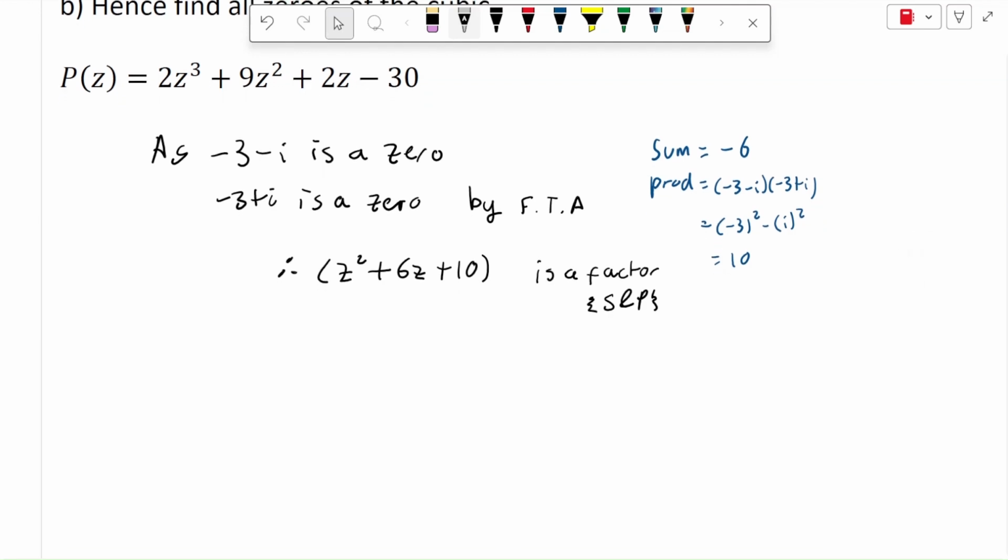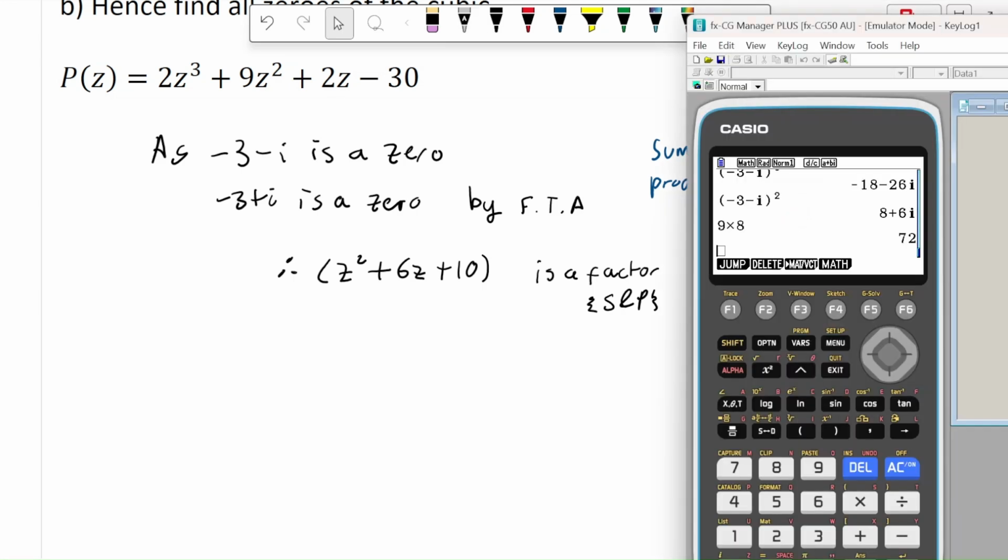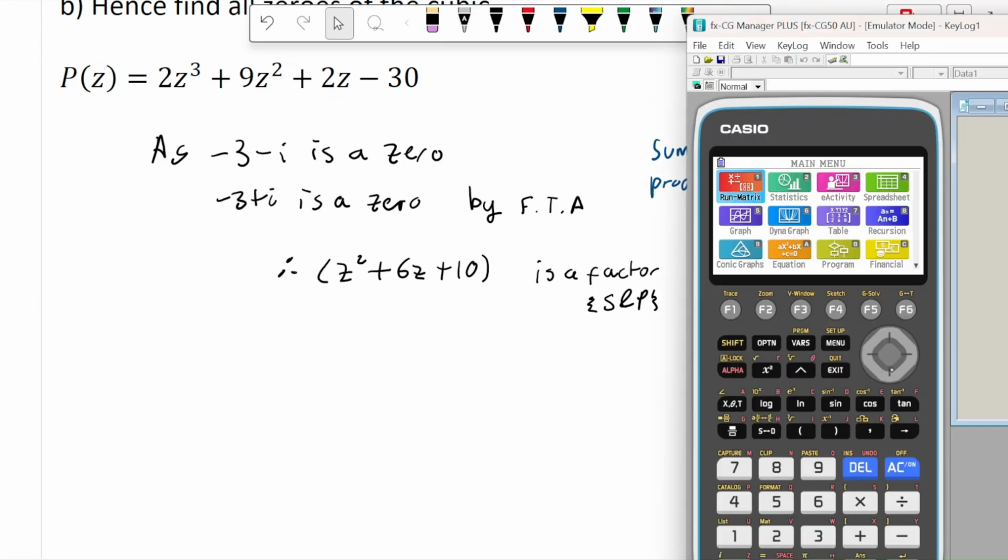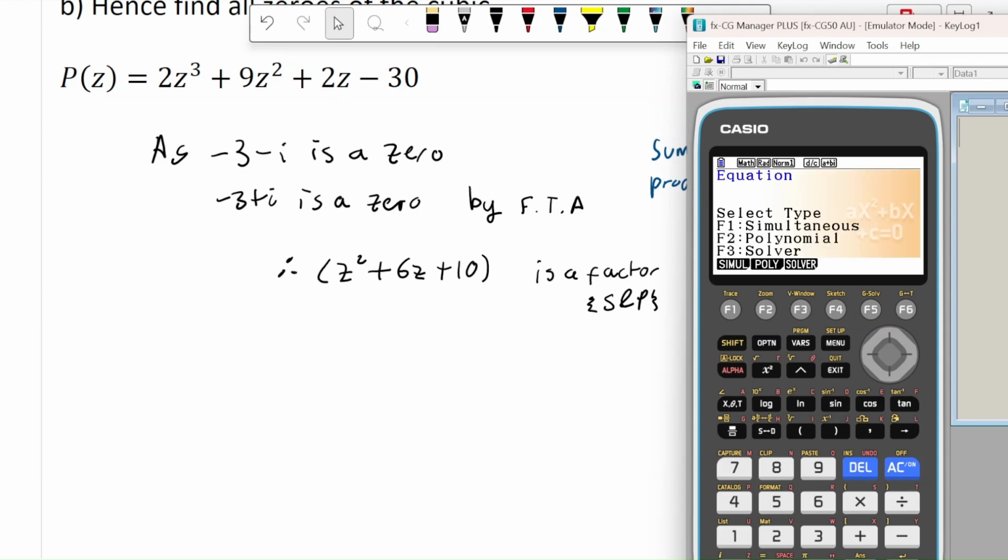Now, how do we get our other factor? Well, first thing that I want to do is just check one or two things to make sure we're on the right track. I will be going into equation mode. We're going to go polynomial, degree 2. 1, 6, 10 should give us these two imaginary solutions, which they do.